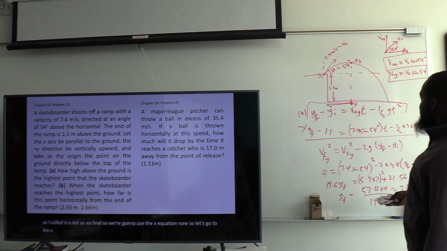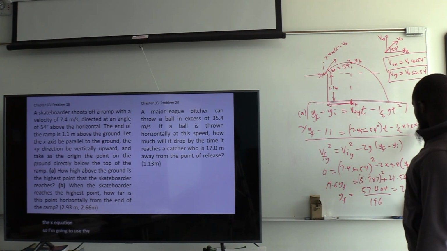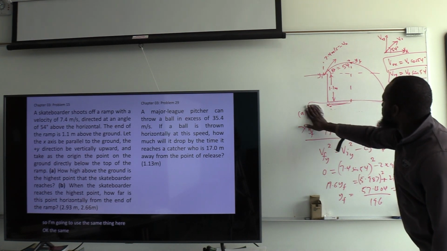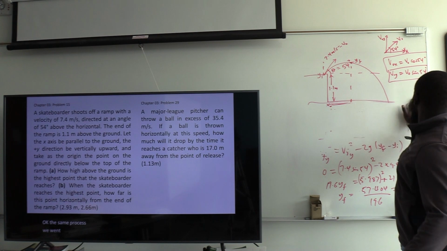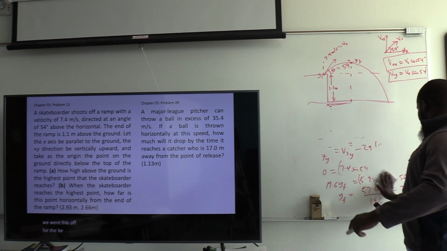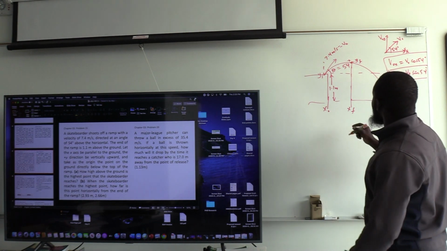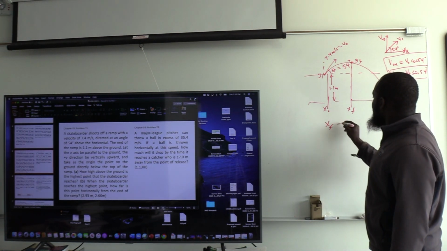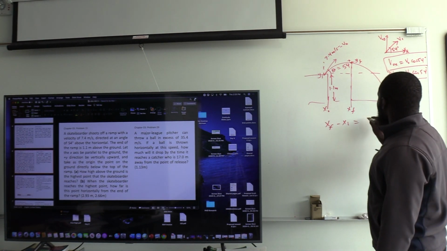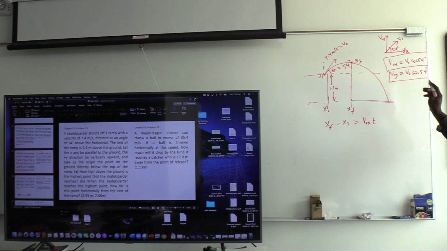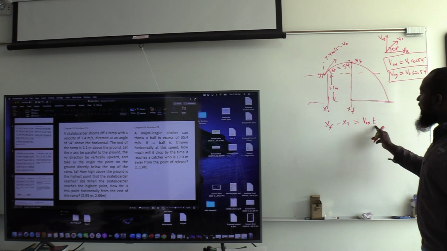So I'm going to use the same thing here. Okay? The same process. Let me wipe this off. For the b part, we are looking for x final minus x initial equals v naught x t minus half g t squared, which does not affect x. But we don't know the time, we know v naught x.